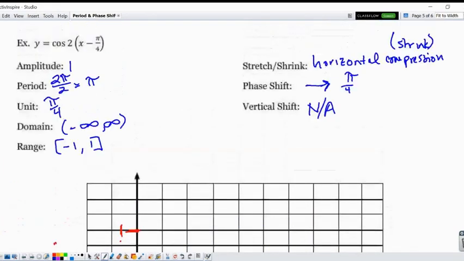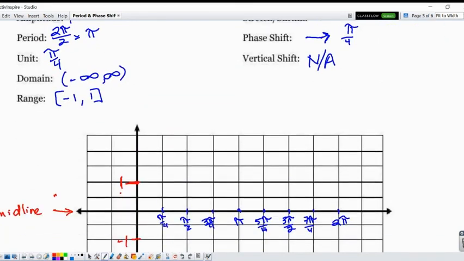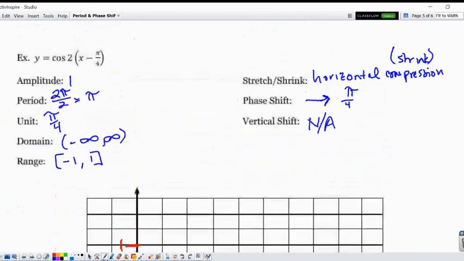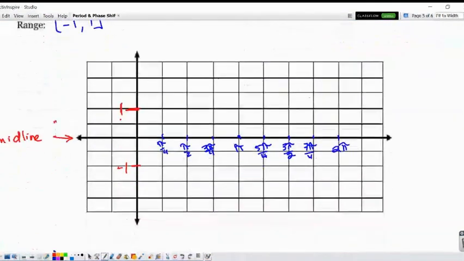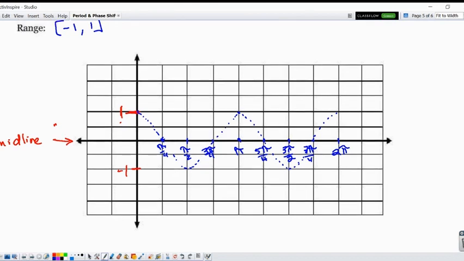So as I sketch this in, looking at our period of pi and our unit of pi over 4, and since this is a cosine graph, we would start at a maximum value and come down and hit our x-intercept, down to our minimum, back to our x-intercept, and back up to the max. So typically that cosine graph starting at a maximum and completing 2 cycles where it used to just complete 1. But that's just the period change. We also need to consider the phase shift.